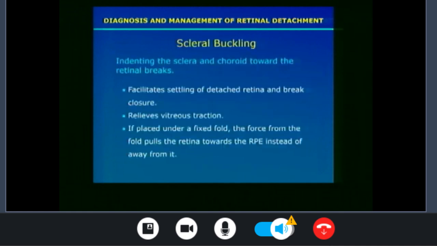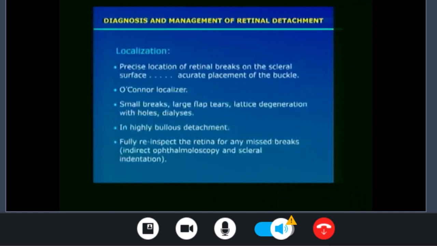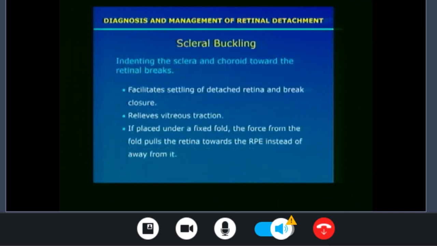Now, the classic technique to repair fresh retinal detachment is scleral buckling. There's no time for me to explain it to you, but scleral buckling means that you close the break from outside by suturing a sponge to the sclera, opposite to the break, that will cause indentation to close the break and relieve traction. This is the idea of scleral buckling.